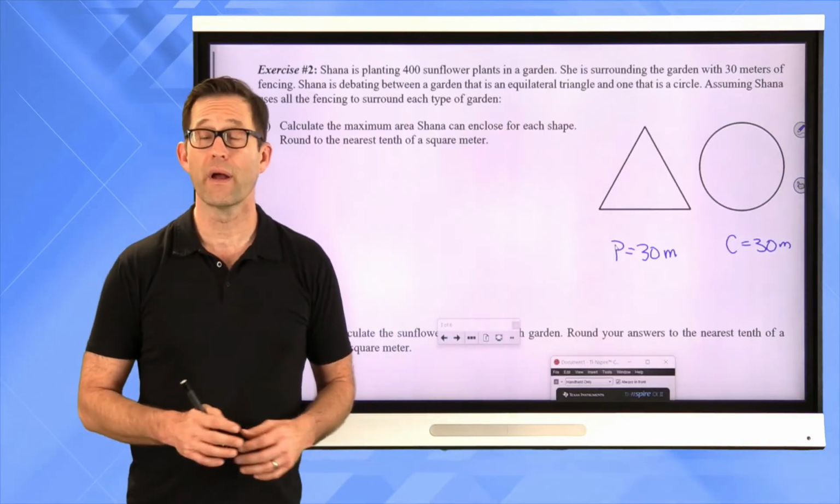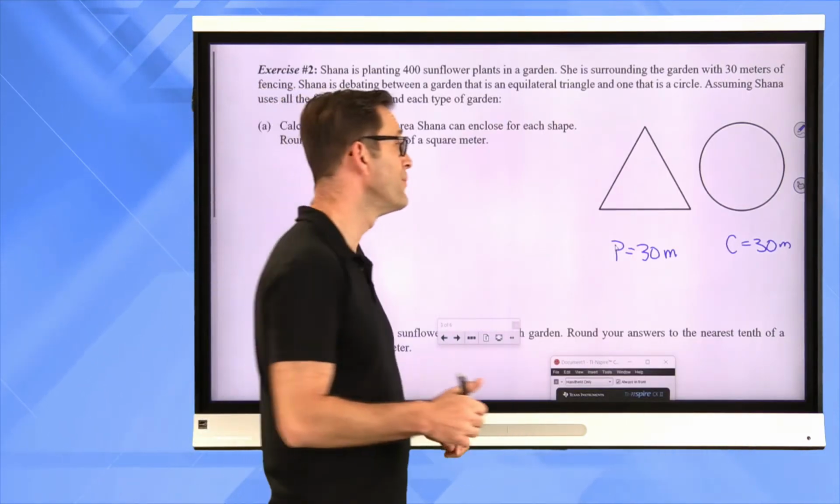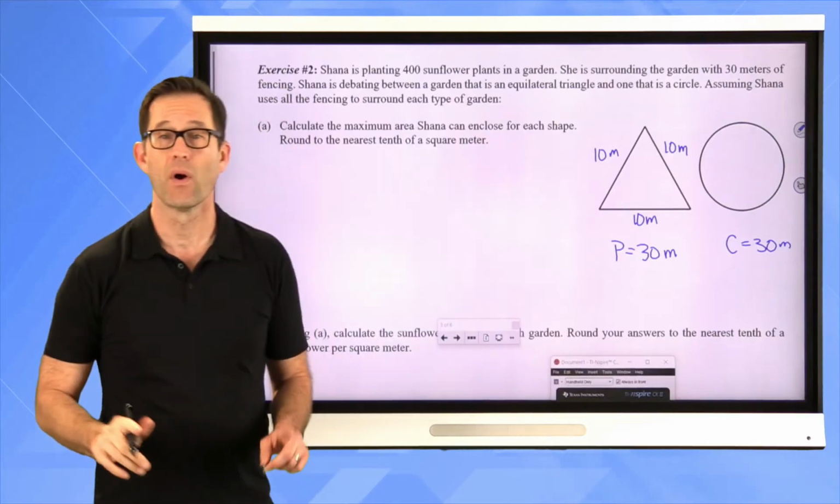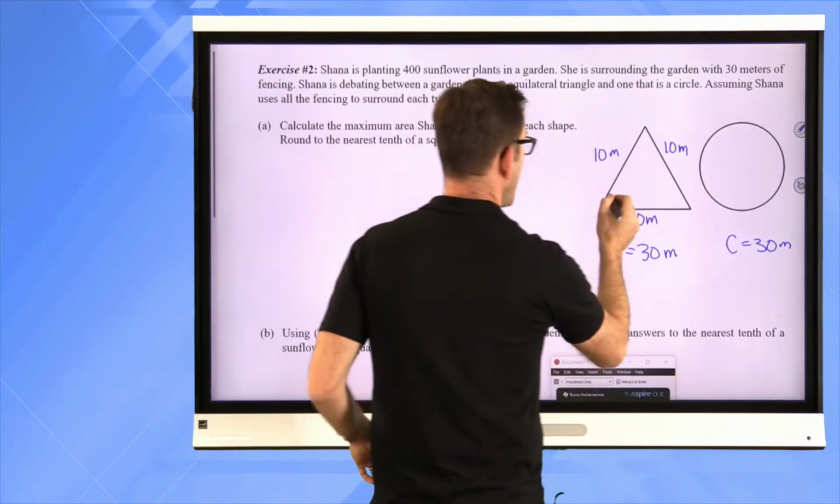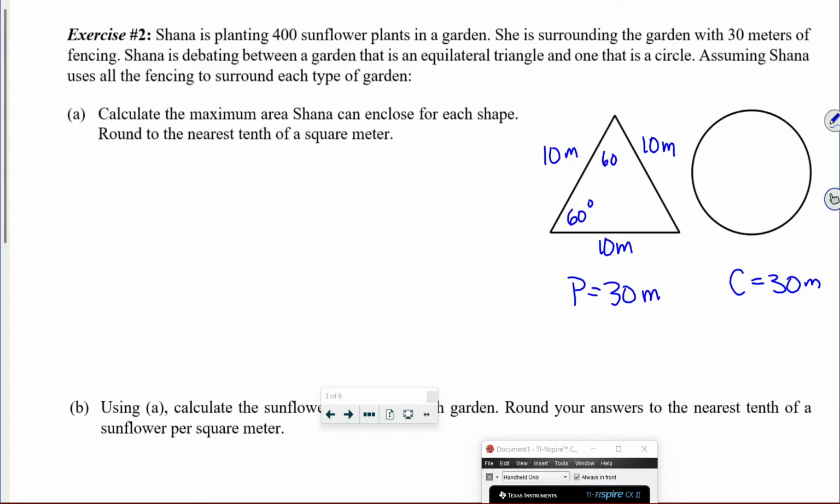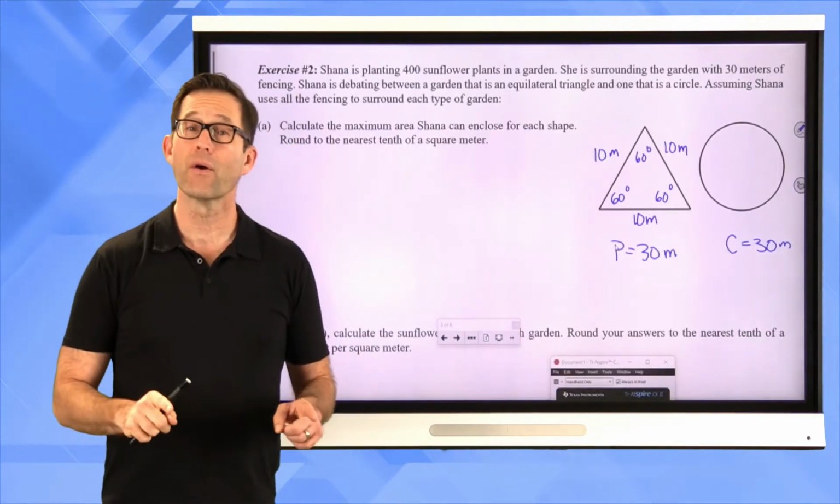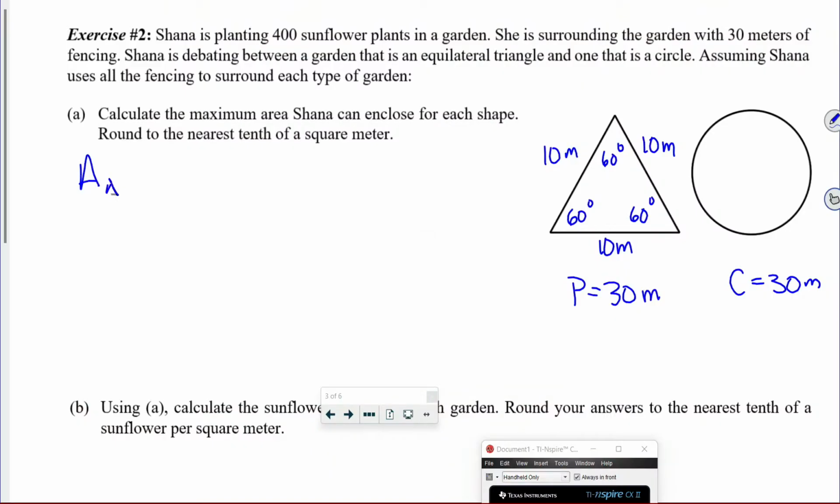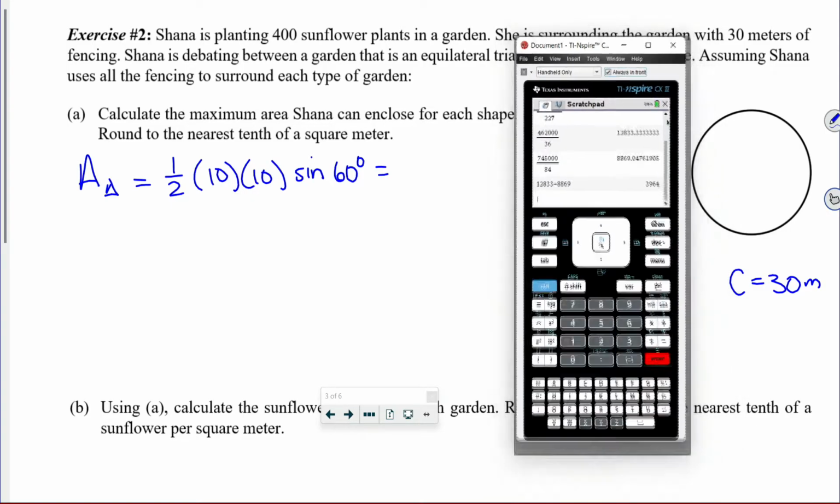All right, well, the equilateral triangle, interestingly enough, will be the easiest one. And the reason for that is given the fact that it is a 30-meter perimeter, its side lengths must be 10 meters each. Awesome. But we also know that equilateral triangles have angles that are all 60 degrees each. And now we can use the area formula for a triangle that depends on sides and an angle in between them. So the area of the triangle is going to be 1/2 times 10 times 10 times the sine of 60 degrees. I want that to the nearest square meter, so let's figure that out.